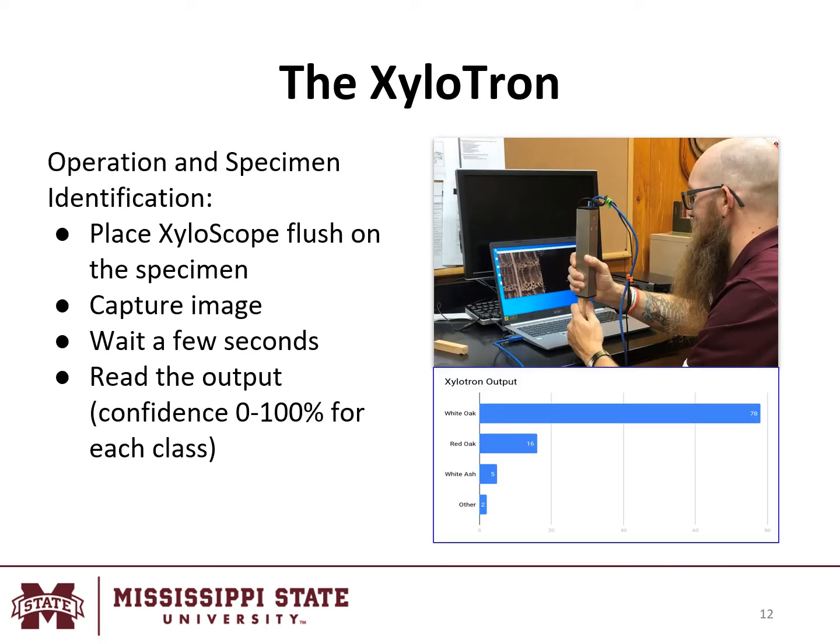Operation of the XyloTron is fairly simple and straightforward. First, you take the prepared specimen on the transverse surface and then place the XyloScope flush on the specimen. You capture an image, wait a few moments, and then an output is given to you with a confidence of 0 to 100% for each class.